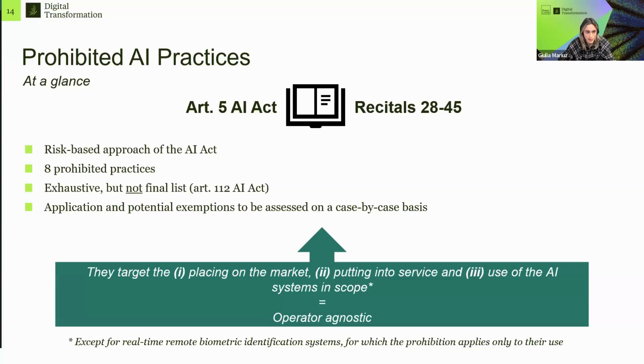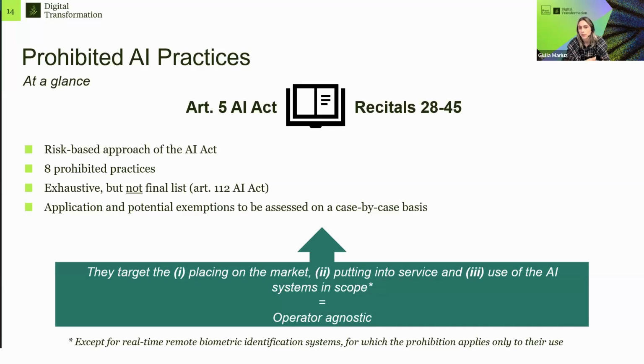The current prohibited practices should be seen as a starting point. It's important to understand that prohibited practices are operator agnostic, as they target the placing on the market, the putting into service, and the use of AI systems in scope. And the idea is really to cover the whole AI value chain and make sure that such practices are banned as a whole from the European markets. And in practice, this means that the prohibition would cover the supply and the use of any AI system in scope, regardless of the way this is done.